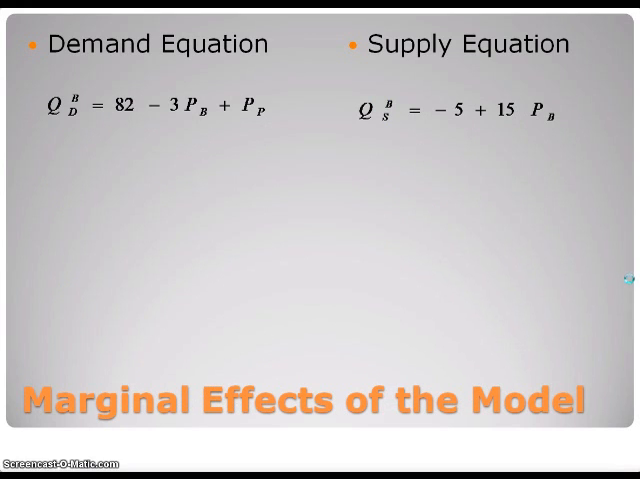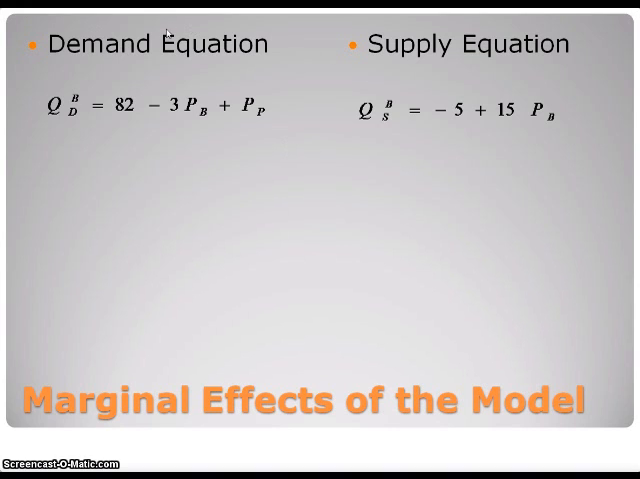The next step in building a model is the interpretation phase. If you recall from the previous slide, we have our algebraic representation of the demand equation and our algebraic representation of the supply equation. The next step is to interpret what all of this means. The interpretation is very important, and in economics we call these the marginal effects of the model. Marginal effects relate a change in the independent variable to a change in the dependent variable. They are simply the slopes of the equation.